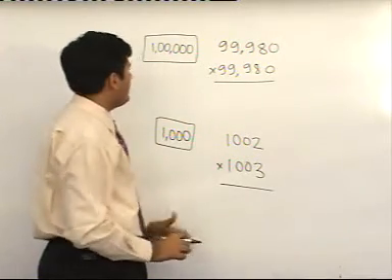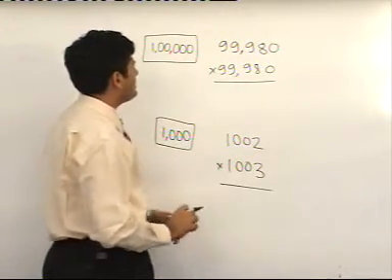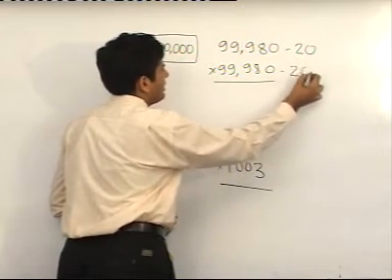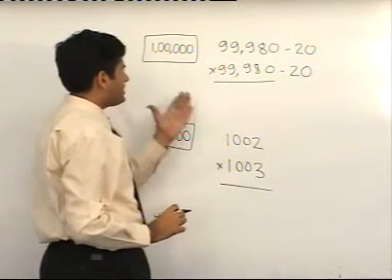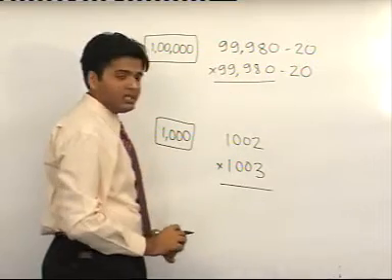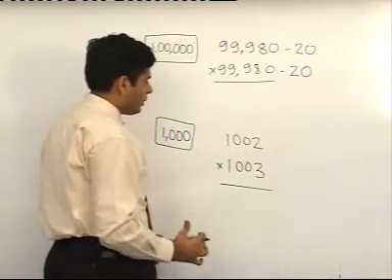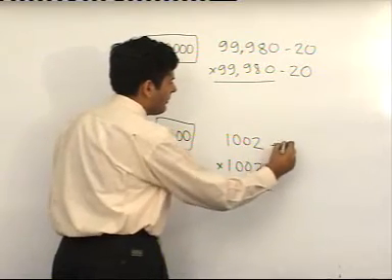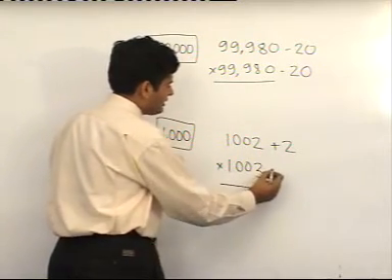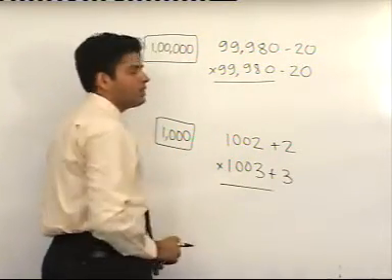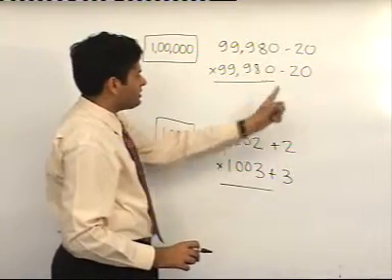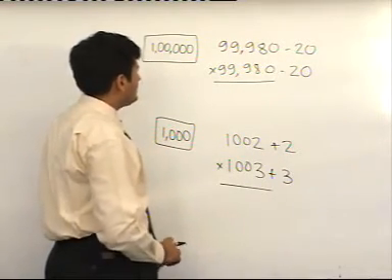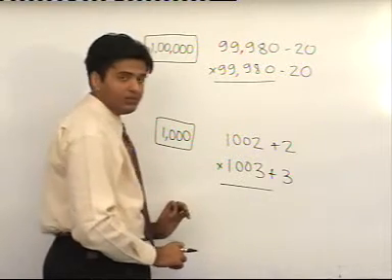Next we see the difference between these two numbers is 20 each. Difference between 1 lakh and 99,980 is 20, and the difference in this case is negative. Difference between 1000 and 1002 is plus 2. Here the difference is plus 3. So in this case we have 2 negatives, this case we have 2 positives. So first step is done, we have found the base and the difference.